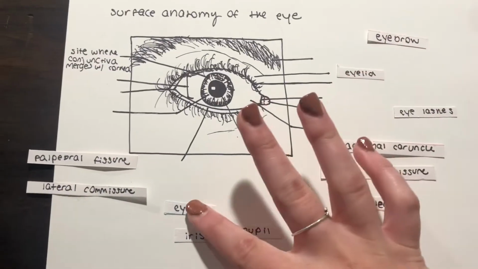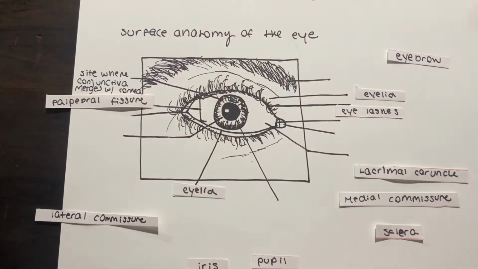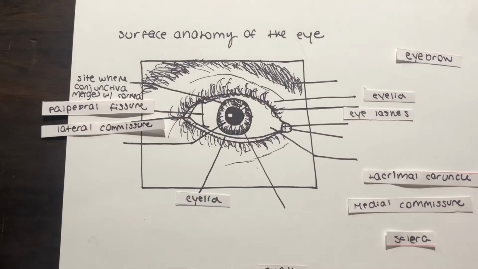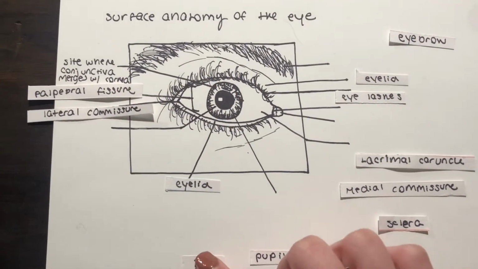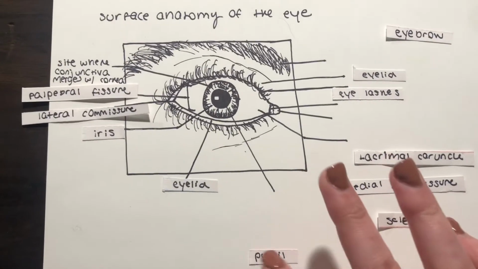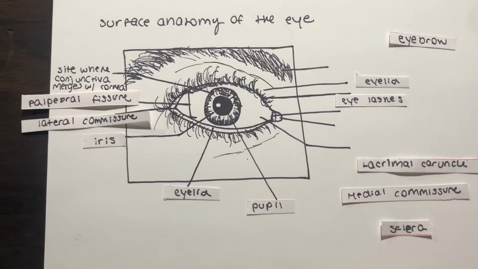The eyelids anteriorly protect the eye, and the eyelashes protect from the border of each eyelid. The palpebral fissure is a space between the eyelids in an open eye. The lateral commissure is the corner of the eye where the upper and lower eyelids meet. The iris is responsible for regulating the amount of light that gets into the eye, and the pupil allows light to enter the eye so it can be focused on the retina to begin the process of sight.